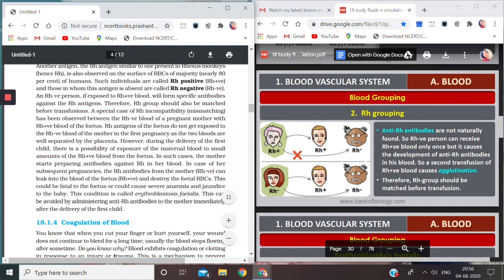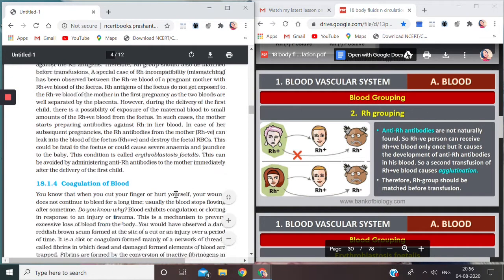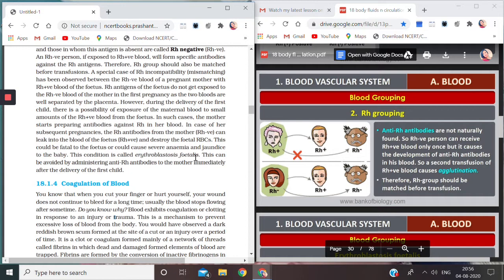Erythro means erythrocytes or RBCs. Blastosis means rupturing of RBCs. Rupturing of RBCs. Okay, erythroblastosis fetalis. And this condition can be fatal for the second baby or the second pregnancy. Now, to avoid this, this can be avoided by giving the mother an anti-Rh antibody injection immediately after the delivery of the first child.